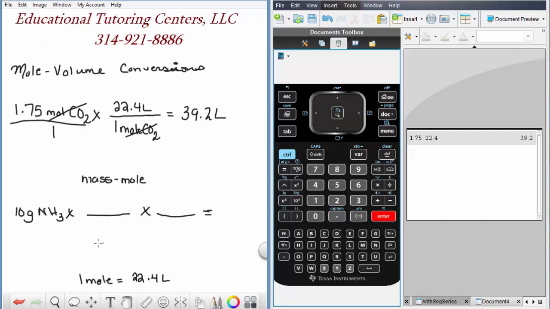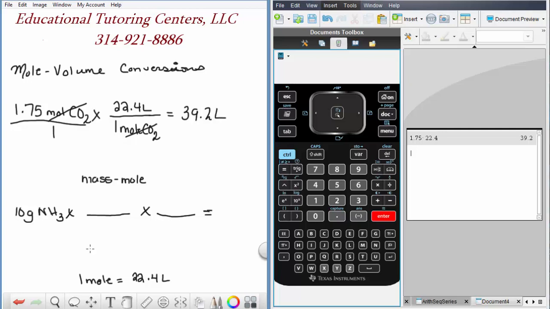Now sometimes people say, how do I know how many different steps I need to take before I get to my desired unit of measure? Well, just think about if you were making a conversion from inches to miles. Well, there isn't a common conversion from inches to miles, although you can come up with one.